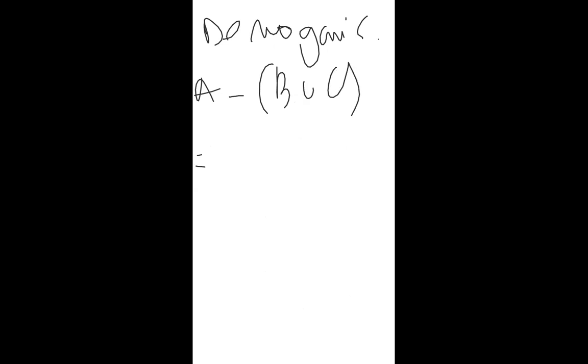Then we have De Morgan's laws. And De Morgan's laws are also laws of logic. So A minus B union C is A minus B intersection A minus C.